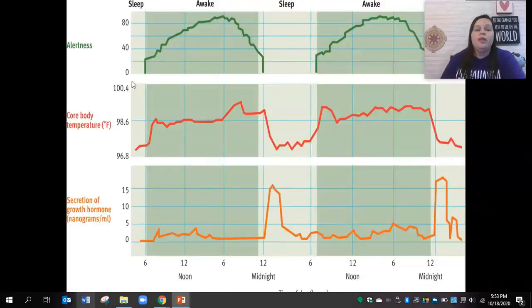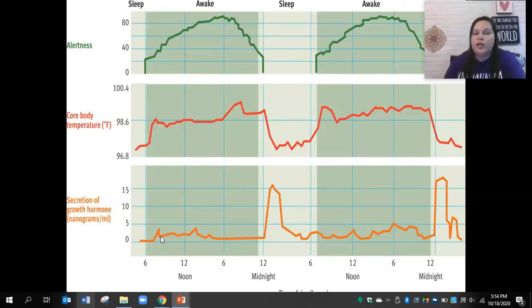circadian rhythm. This showing kind of the sleep cycle and what things are happening over a 2-day period. Our alertness goes up throughout the day and then drops while we're sleeping. Our body temperature increases throughout the day, peaking in the late afternoon, early evening, body temperature dropping while we're sleeping. And then this one's pretty interesting too.